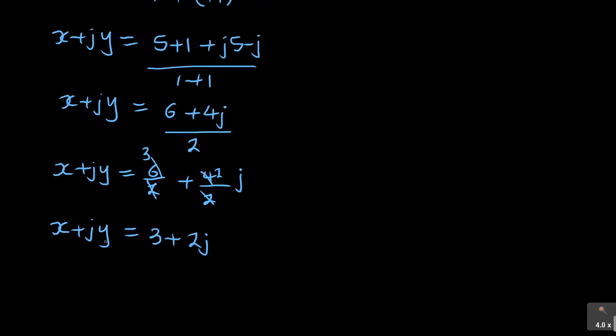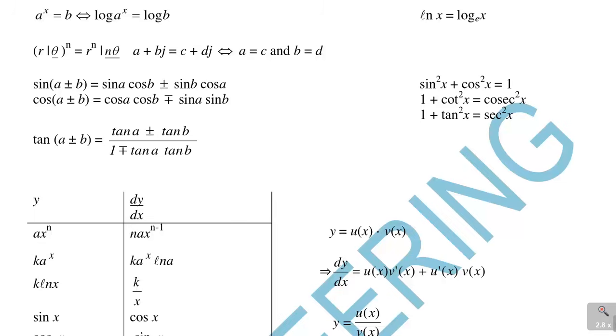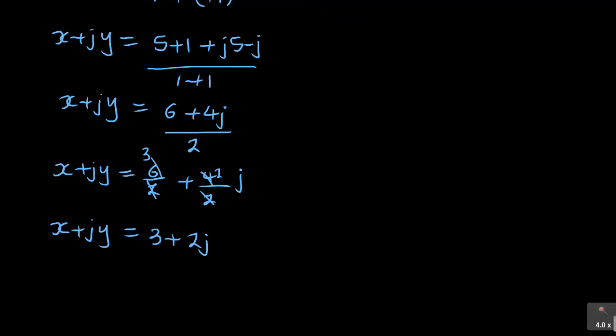Now when we have reached this part, the next thing to do is to compare. As I said, with the equation, if you are given a plus bj is equal to c plus dj, look what they say. They are saying a is equal to c, which means you compare the real ones, a is equal to c, and with the imaginary ones, b is equal to d. So that's what we're going to also do here.